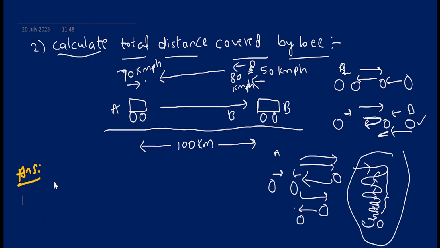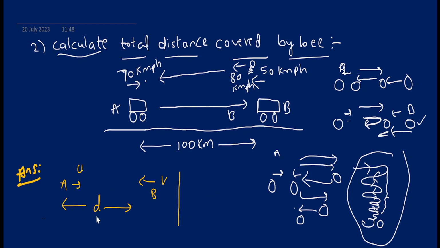So let's see the generalized solution for this problem. Let's say the speed of train A is u kmph, and the speed of train B is v kmph. The distance between them is d. Now let's first solve the question: how much time will it take for the two trains to meet?